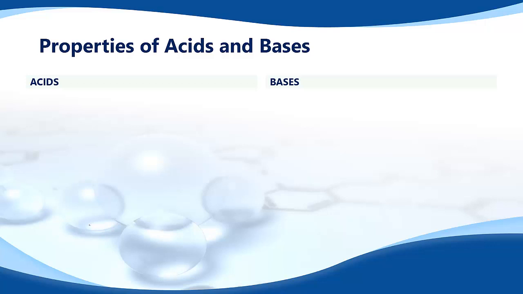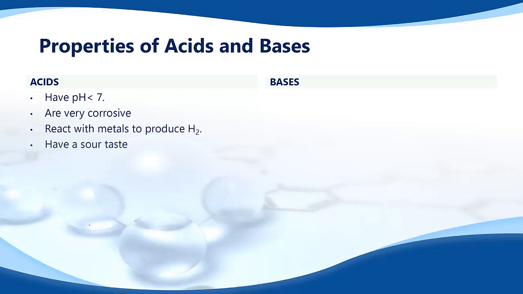So if we talk about acids, some of the basic properties of acids are, well, in general, acids will have a pH of less than 7, right? So lower pH for an acid. They tend to be very corrosive. If you put an acid on a reactive metal, you're actually going to form hydrogen gas. And if you were ever to taste an acid, acids have this very sour, tart type of taste to it.